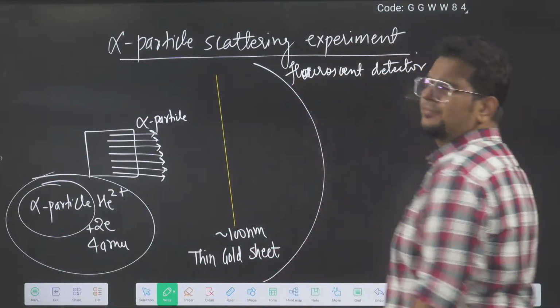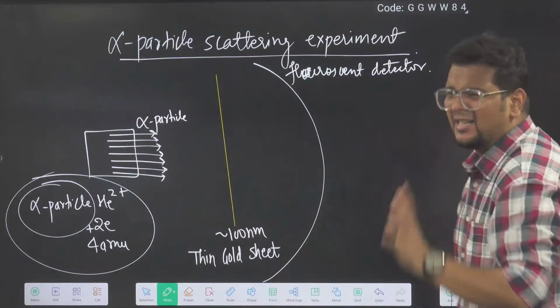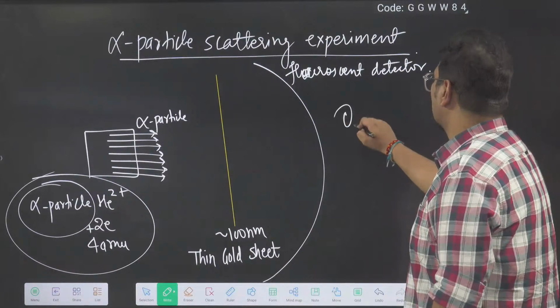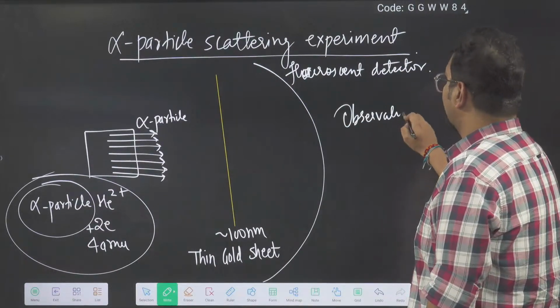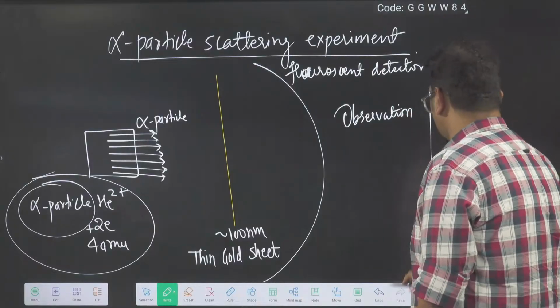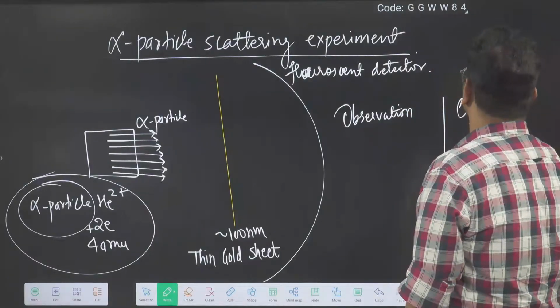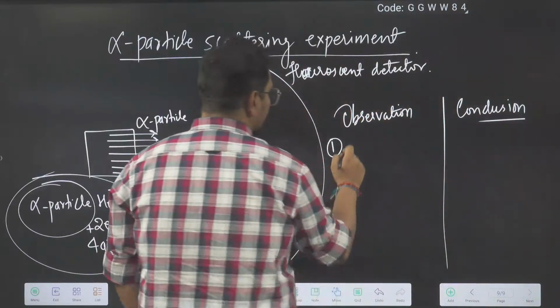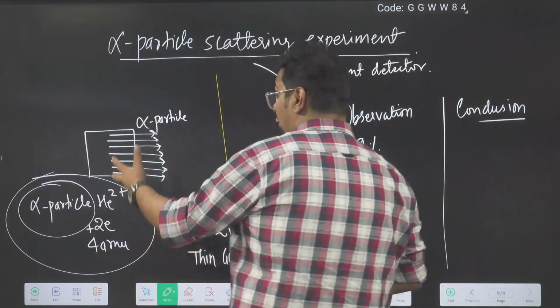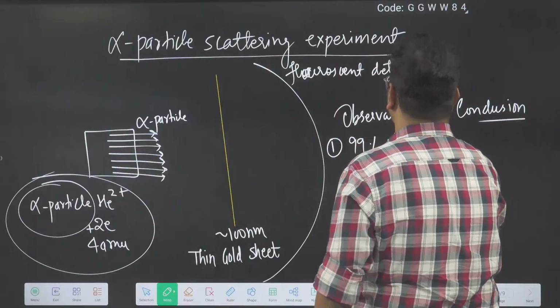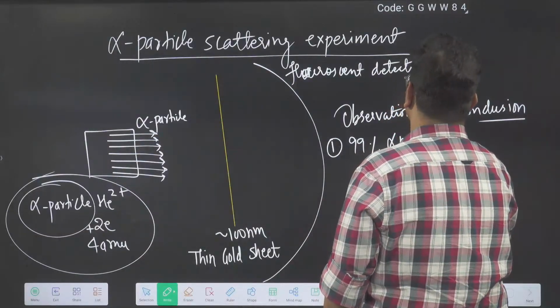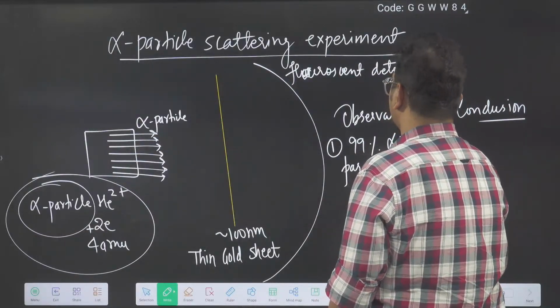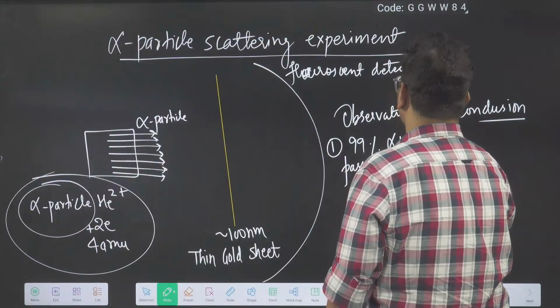As a detector, a surprising result came, bhai. I will tell you what was the observation, and then I will tell you what was Rutherford's conclusion. So number one, his observation was 99%. He found that 99% of alpha particles passed undeflected.